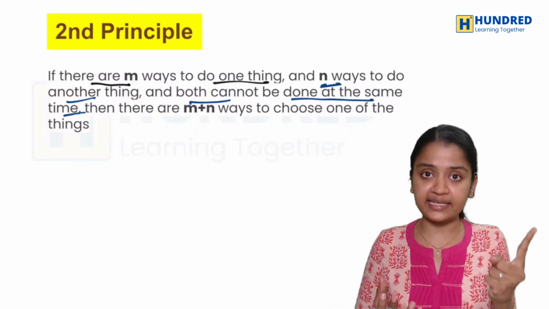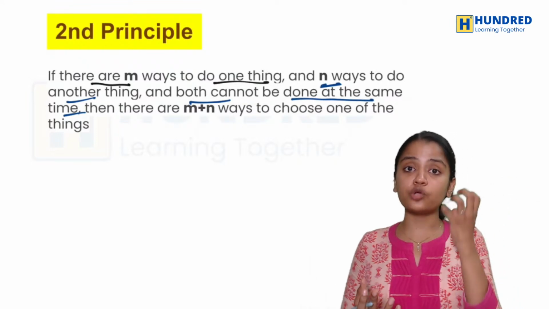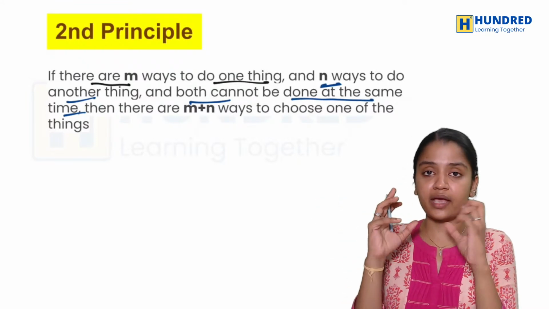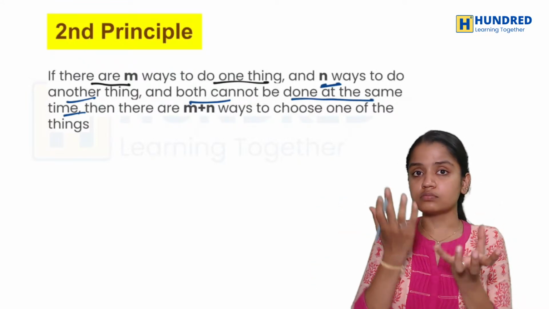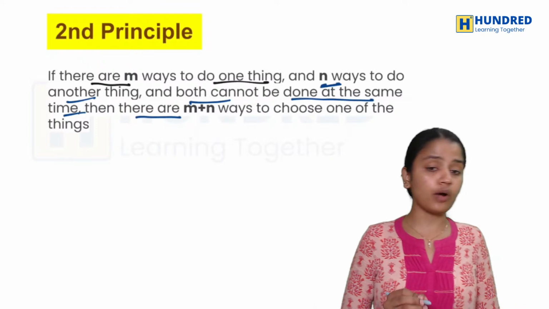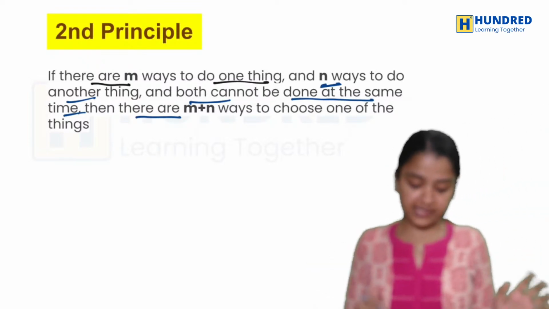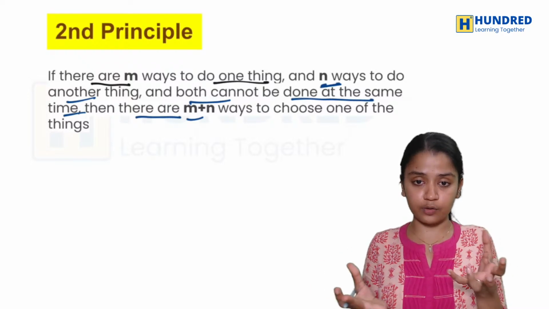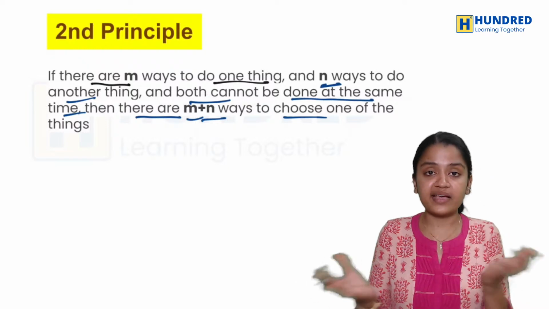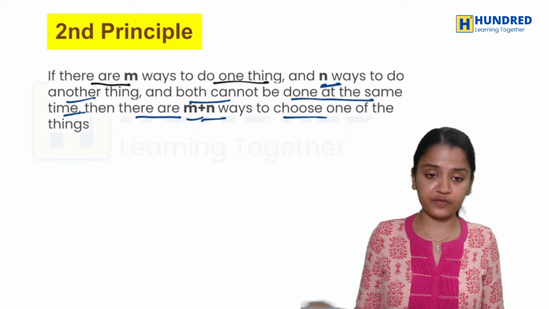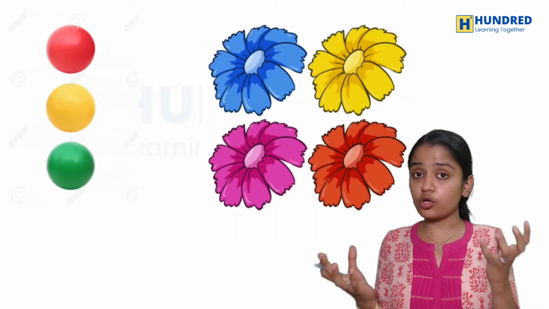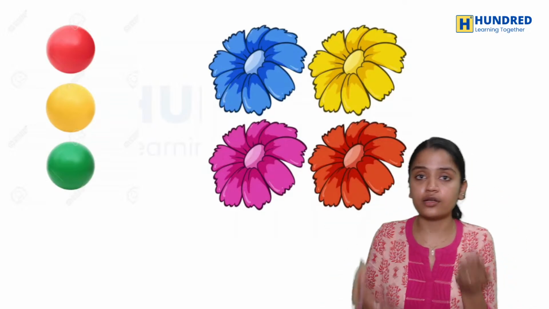Either you can do one thing at one time. So, in the previous case, either you have to pick the ball at once or the flower at once. So you cannot pick both things. In that case, you basically have to add the number of ways, so m plus n. That is what we have to do. Now, in the same example, I cannot choose both things, right?